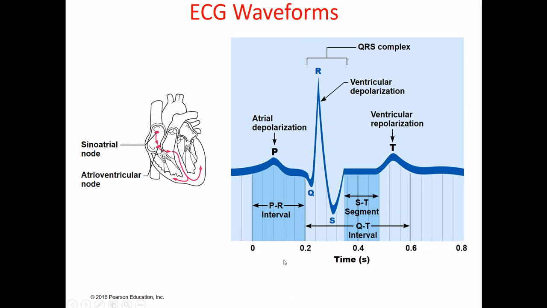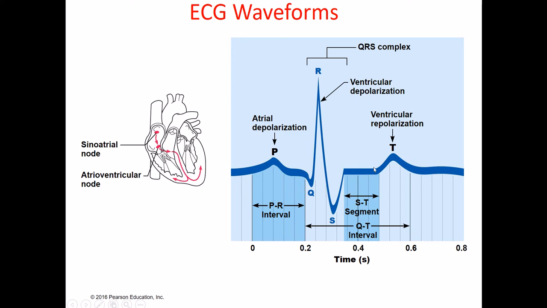We can look at several different segments or intervals. We have the PR interval, which is really looking at the time the atria start to depolarize to the time they finish repolarizing. The QT interval, which is from when the ventricles start to depolarize to the time they're done repolarizing. We have the QRS complex, which is the ventricles pretty much depolarizing altogether.